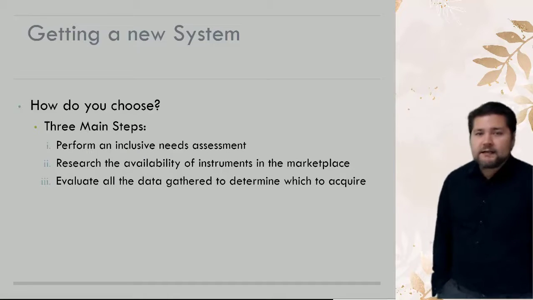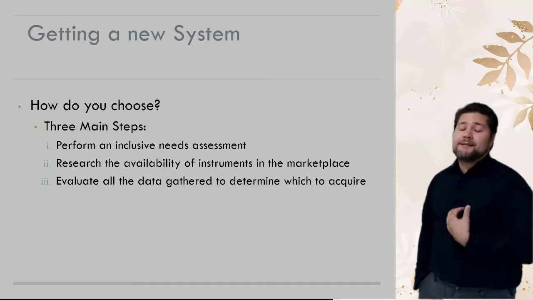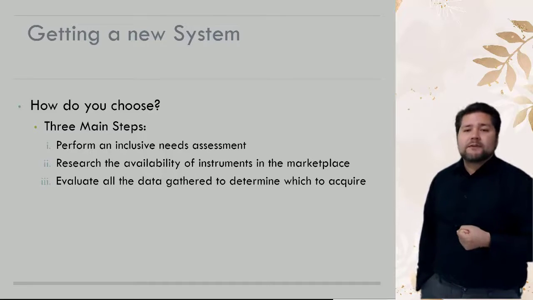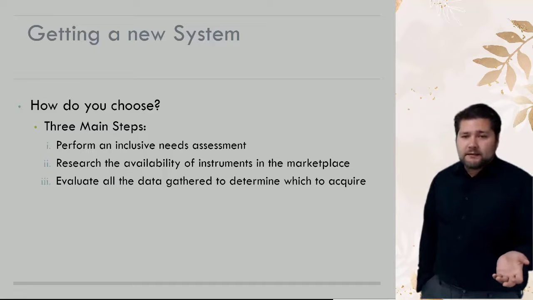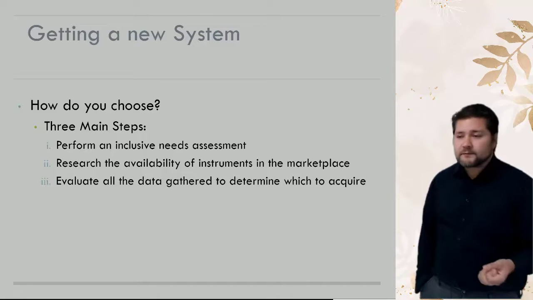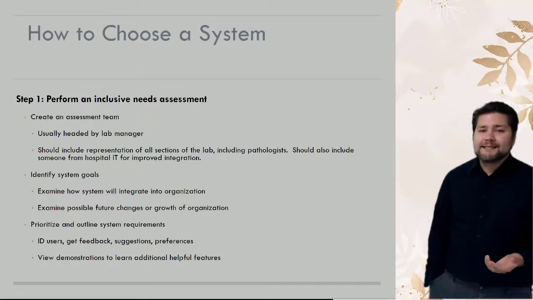So how do you get a new system? We have 3 main steps. First, you want to perform an inclusive needs assessment. Then you want to research the availability of instruments in the marketplace. And then evaluate all the data collected to determine what to acquire. Pretty easy, right? So first, performing an inclusive needs assessment.